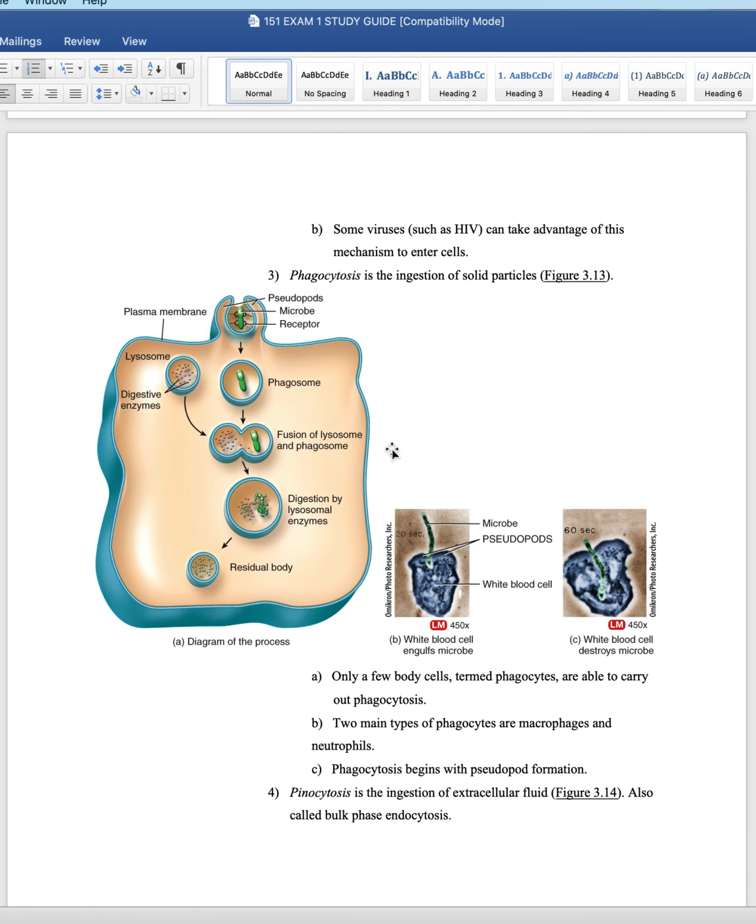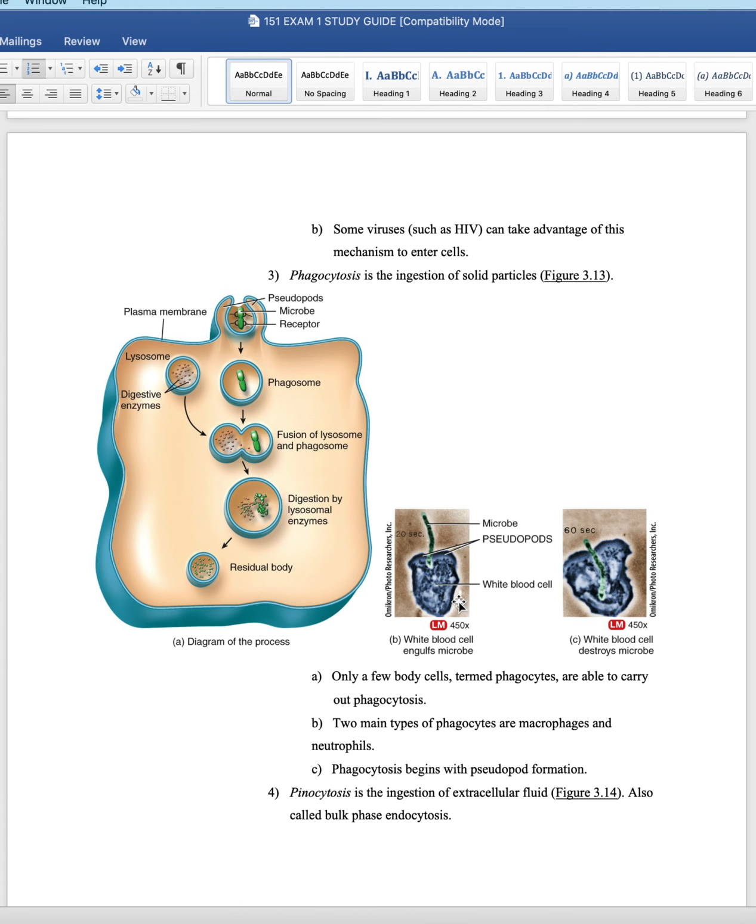All right, another type of endocytosis is called phagocytosis, or the ingestion of solid particles. Again, it's going to be receptor-based. These receptors are going to reach out and grab microbes and pull them in. Pseudopods are going to reach around the microbe, with the receptors on the inside of the pseudopods, binding the microbe and pulling it in. This takes less than a minute.